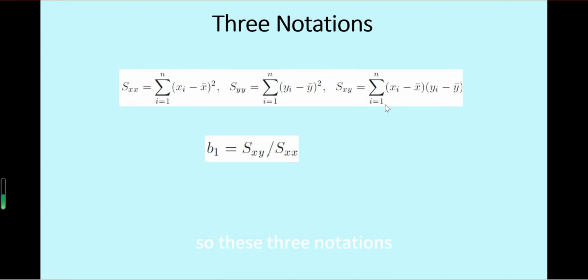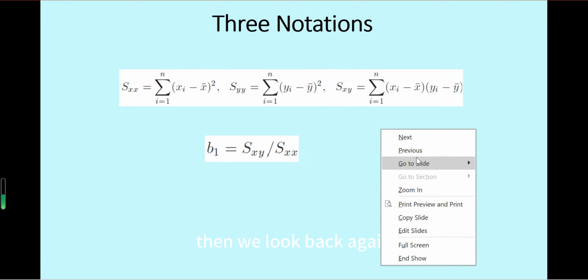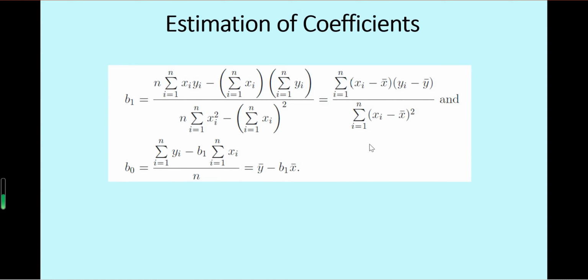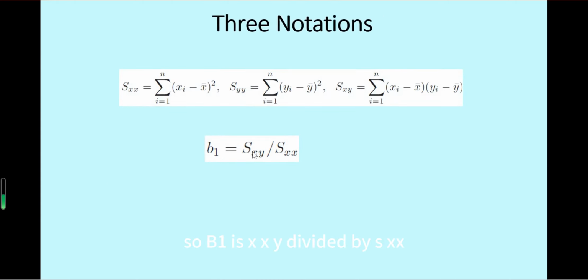So these three notations. Then we look back again. So b0 equals y bar minus b1 times x bar. And b1 is this formula. If we check this formula, actually it is Sxy in the numerator and Sxx in the denominator. So b1 is Sxy divided by Sxx.